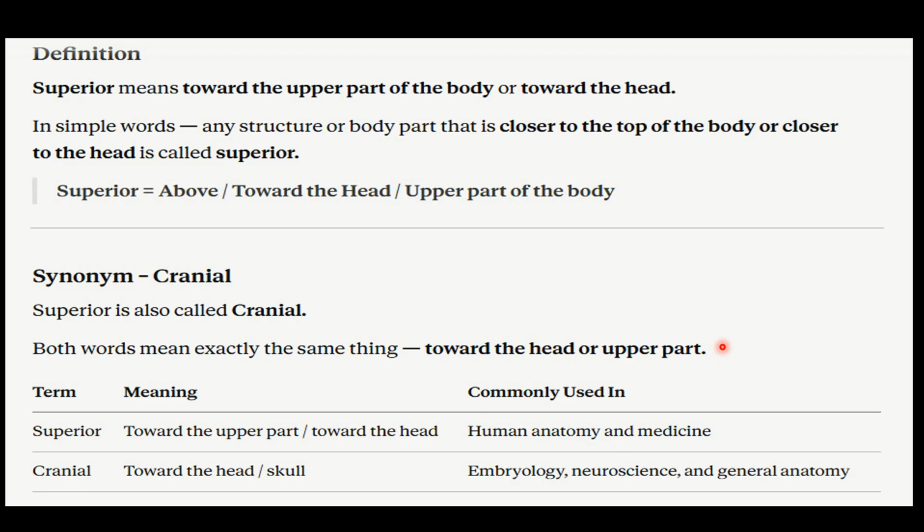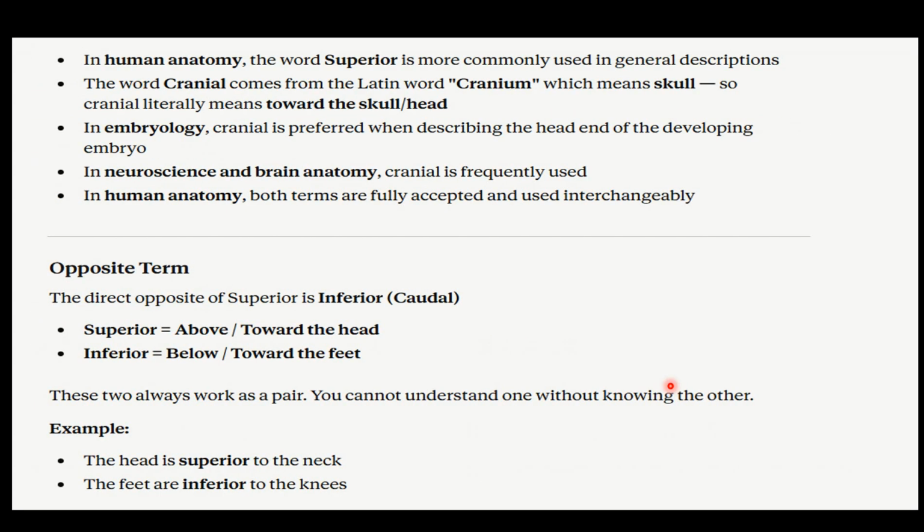Now some of you might be thinking, what is the difference then? If we have the same meaning, then why are we using two words? Because they are used in two different contexts. Superior means toward the upper part, toward the head, and this term is mainly used in human anatomy and medicine. But cranial is toward the head or the skull, and this term is mainly used for embryology, neuroscience and general anatomy. Clear? So I think now you have an idea how it is different and how it is utilized in different contexts.